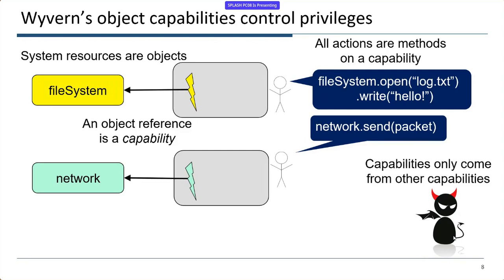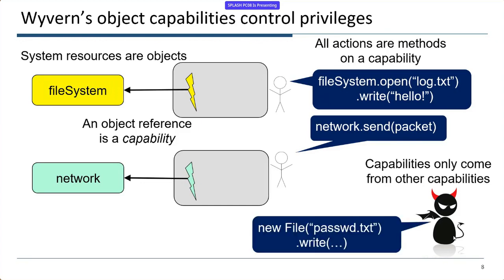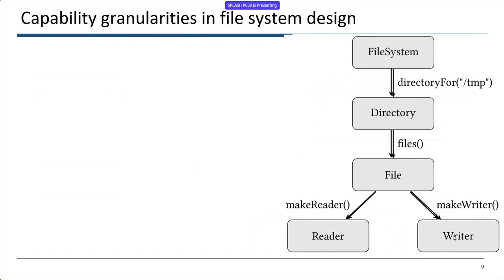Now, capabilities only come from other capabilities, right? That's the critical aspect of them. So our villain here might like to say new file password.txt, and actually you can do this in Java, right? Java is not capability safe, but in a capability safe language, you can't just create a file out of nothing. You have to get a file from some existing capability, like the file system. And so in our setting, our villain will be thwarted because they can't create a capability on their own. So let's look at how this works out in practice.